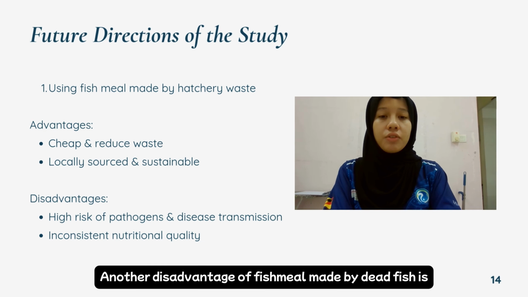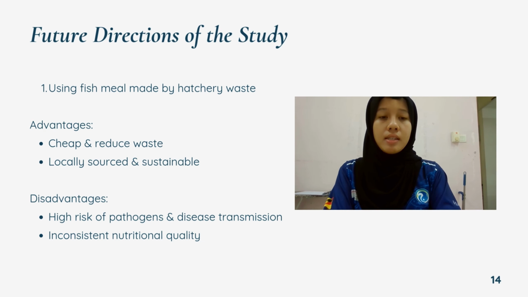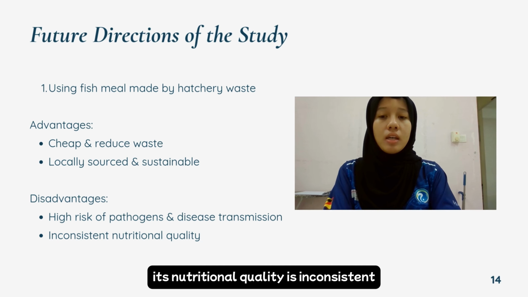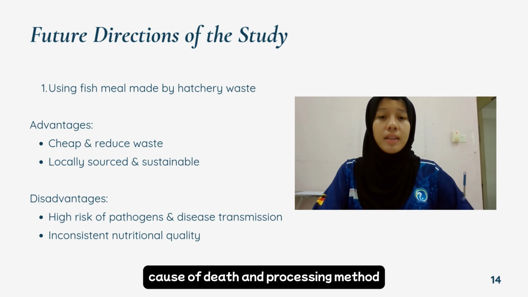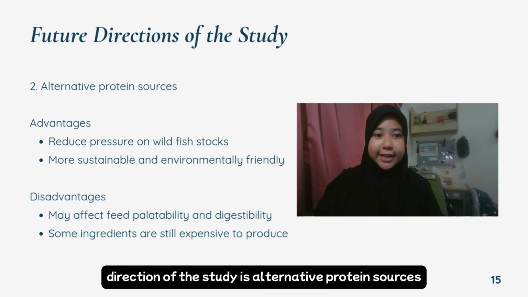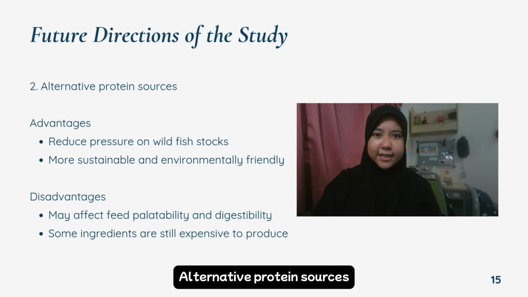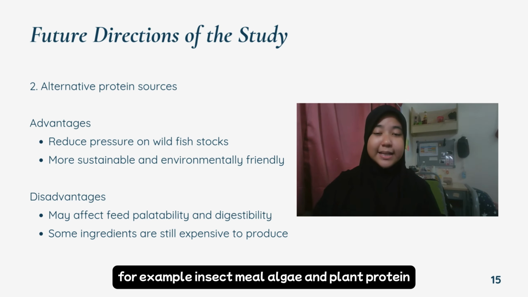Another disadvantage of fish meal made from dead fish is that its nutritional quality is inconsistent, as the protein and fat content varies depending on fish species, cause of death, and processing method. The second future direction of the study is alternative protein sources. Alternative protein sources are, for example, insect meal, algae, and plant protein.